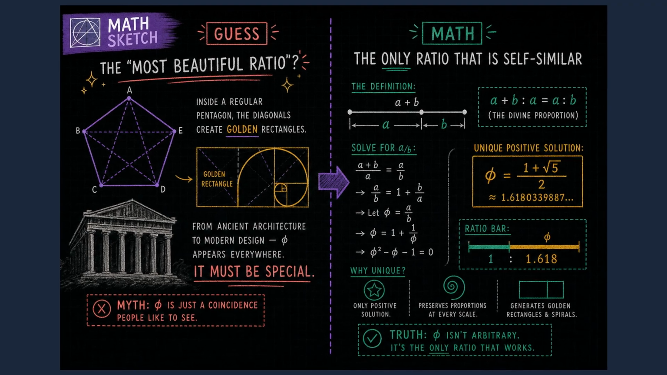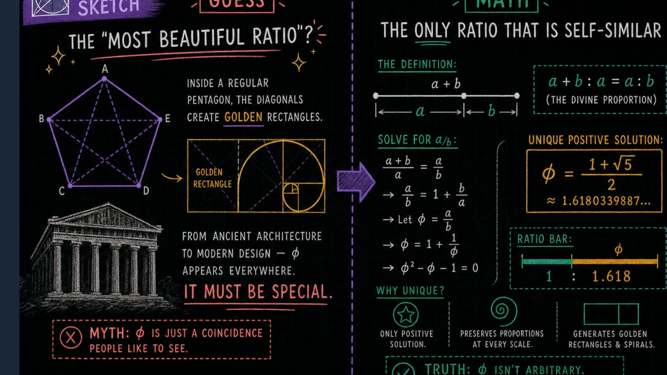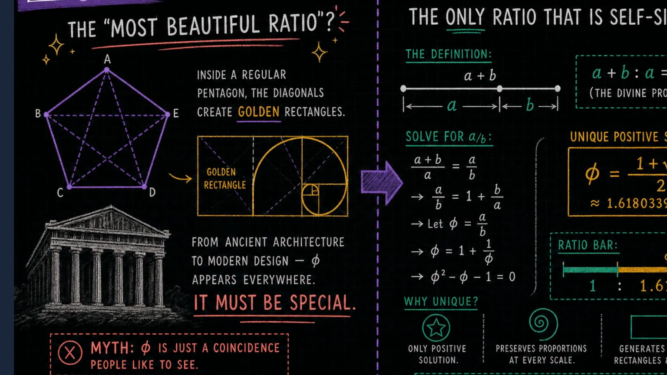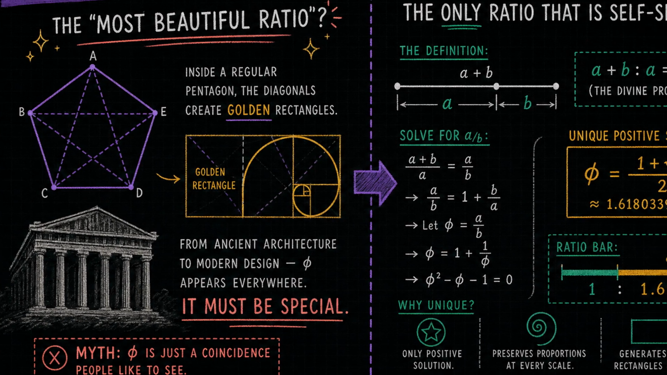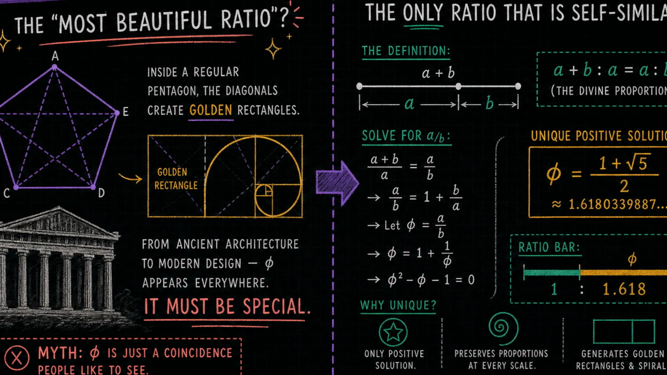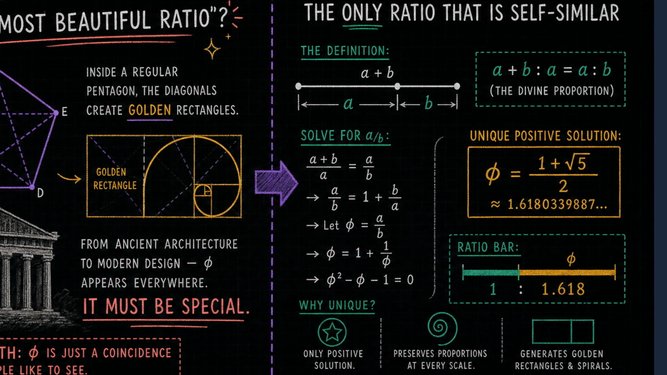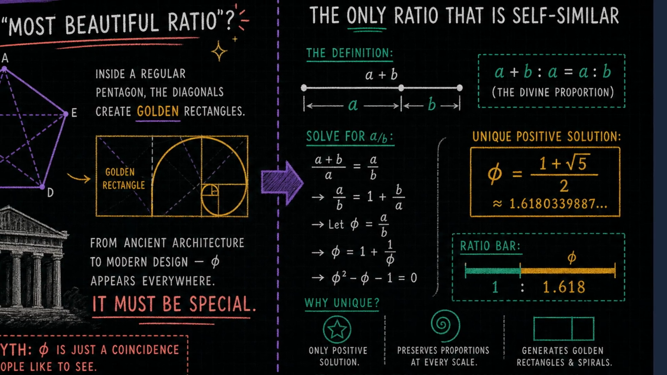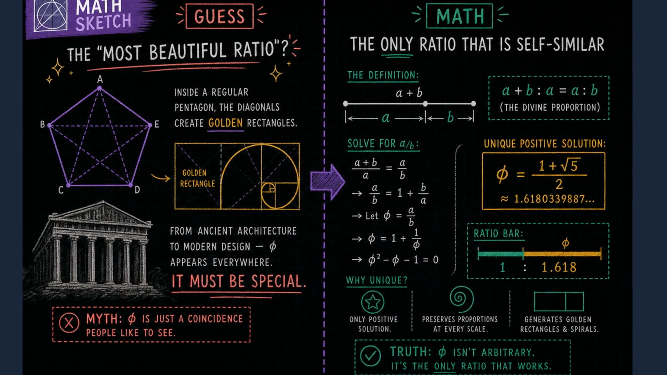A common guess: phi is everywhere because humans find it beautiful, so we keep drawing it on purpose. The math says something stricter. Phi is the positive solution to a ratio equation forced by geometry. When a segment is cut so the whole relates to the large part exactly as the large part relates to the small, that equation has one special number.